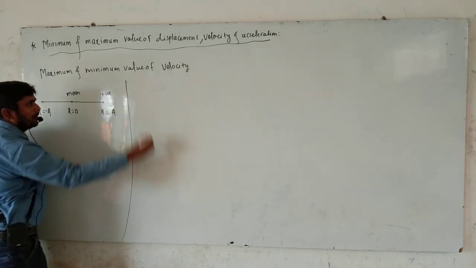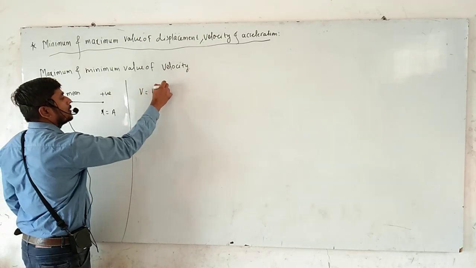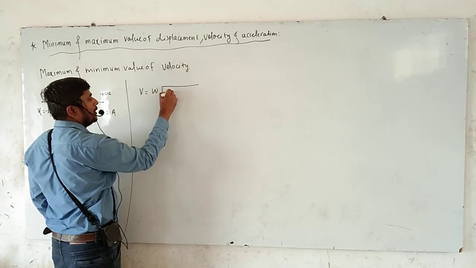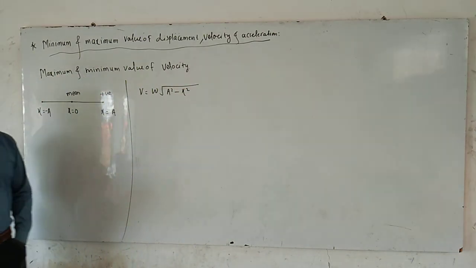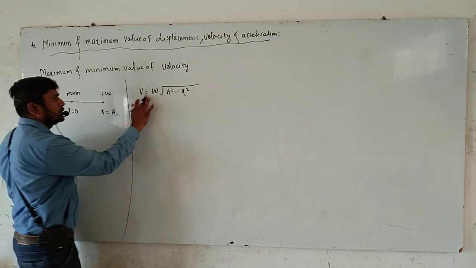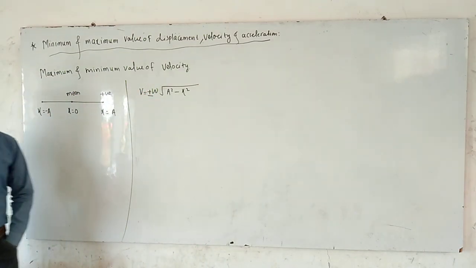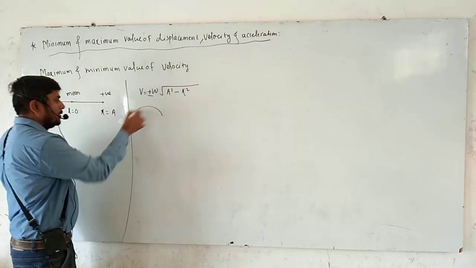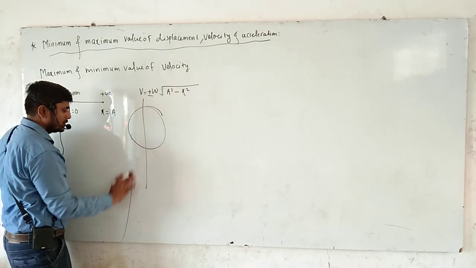Now the equation of the velocity is v equal to omega square root of a square minus x square. Sometimes we mention the sign also, plus minus omega. We are quite aware of this particular circle, the projection of SHM on a circular motion, right?